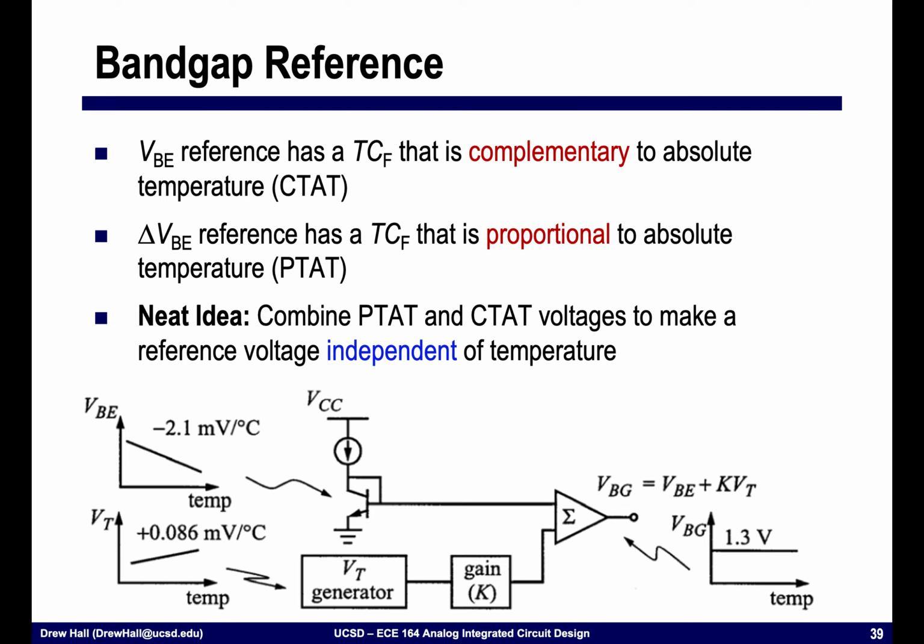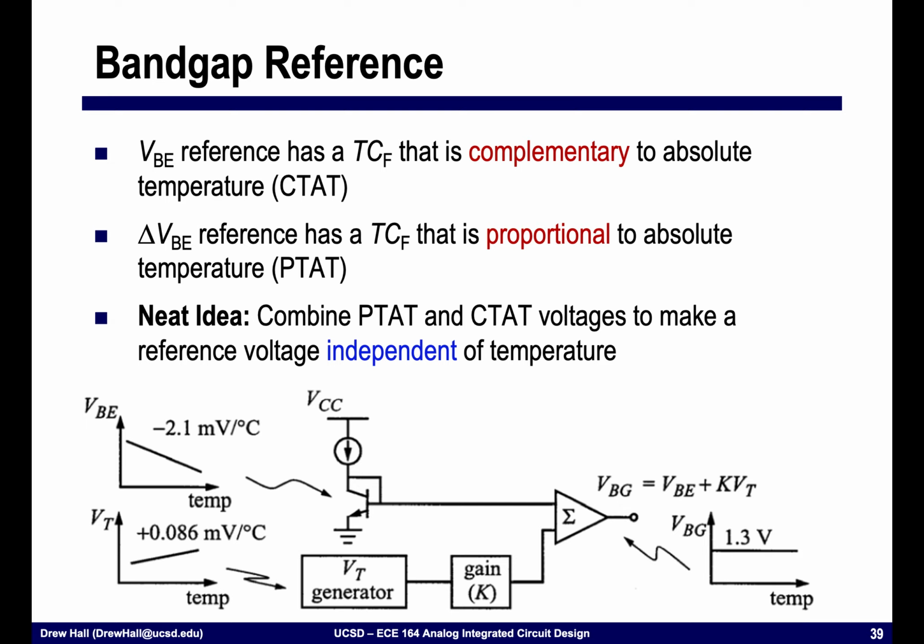The band gap reference generates two voltages and combines them in a clever way. So a VBE has a fractional temperature coefficient that is complementary to the absolute temperature. So this is what's called CTAT. A delta VBE has a fractional temperature coefficient that is proportional to the absolute temperature. So it's called PTAT. And the idea of a band gap reference is to combine a PTAT and a CTAT voltage to make a reference voltage that is independent of temperature.